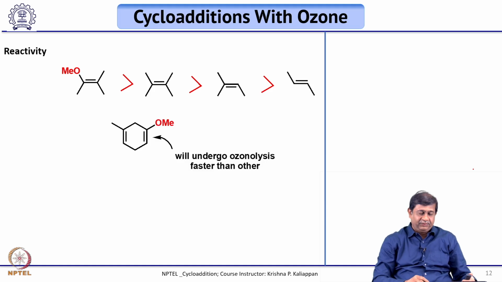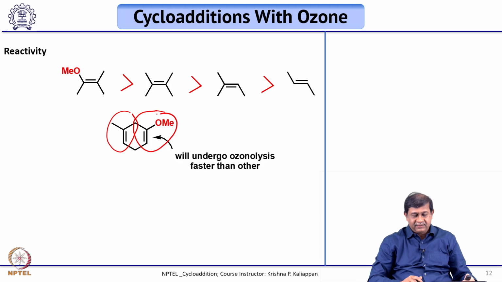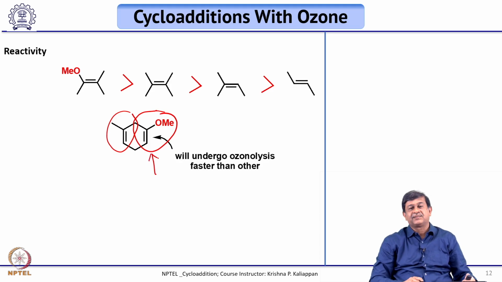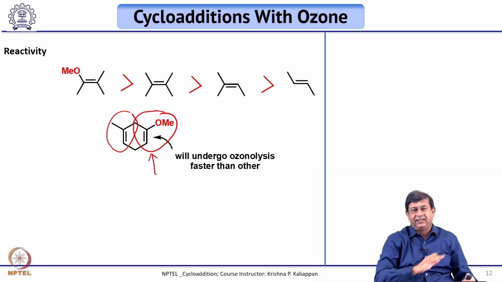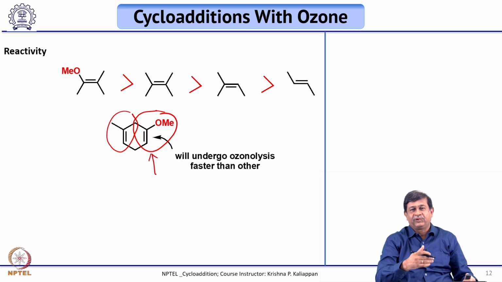Particularly if you take this example, this is a tri-substituted alkene, this is also a tri-substituted alkene, but this double bond will undergo ozonolysis faster than the left hand side alkene, though both are tri-substituted, because this is more electron rich.